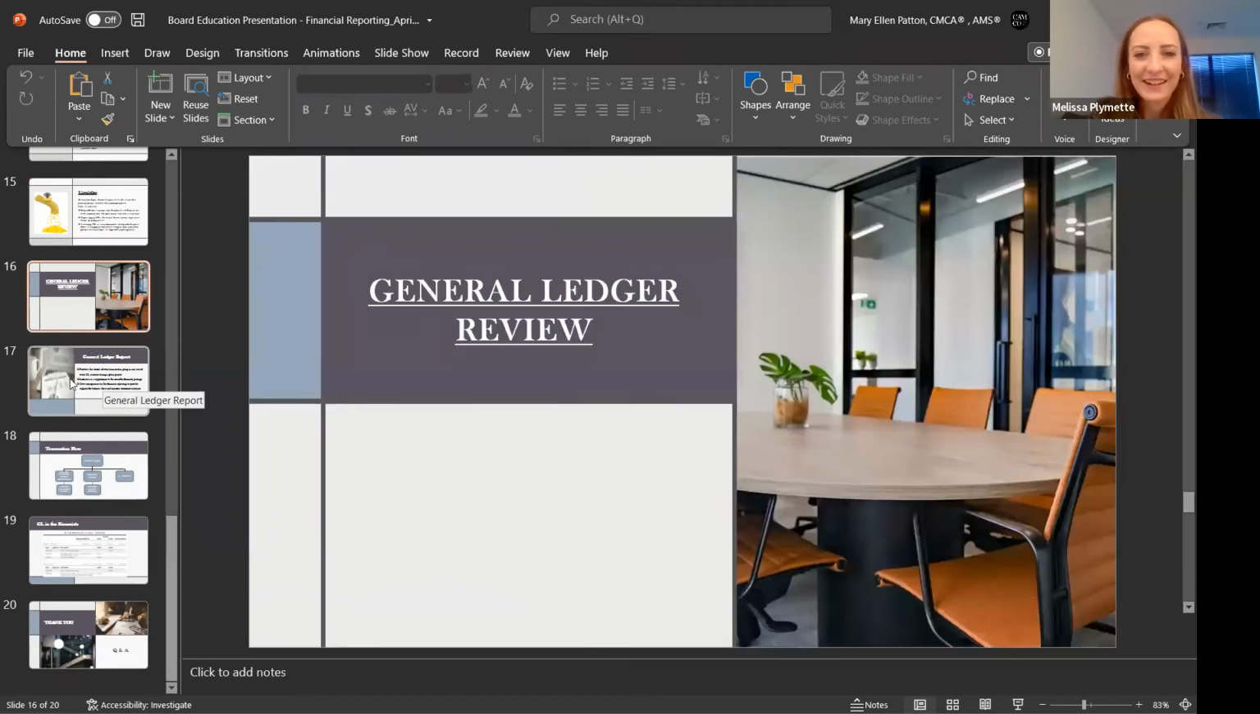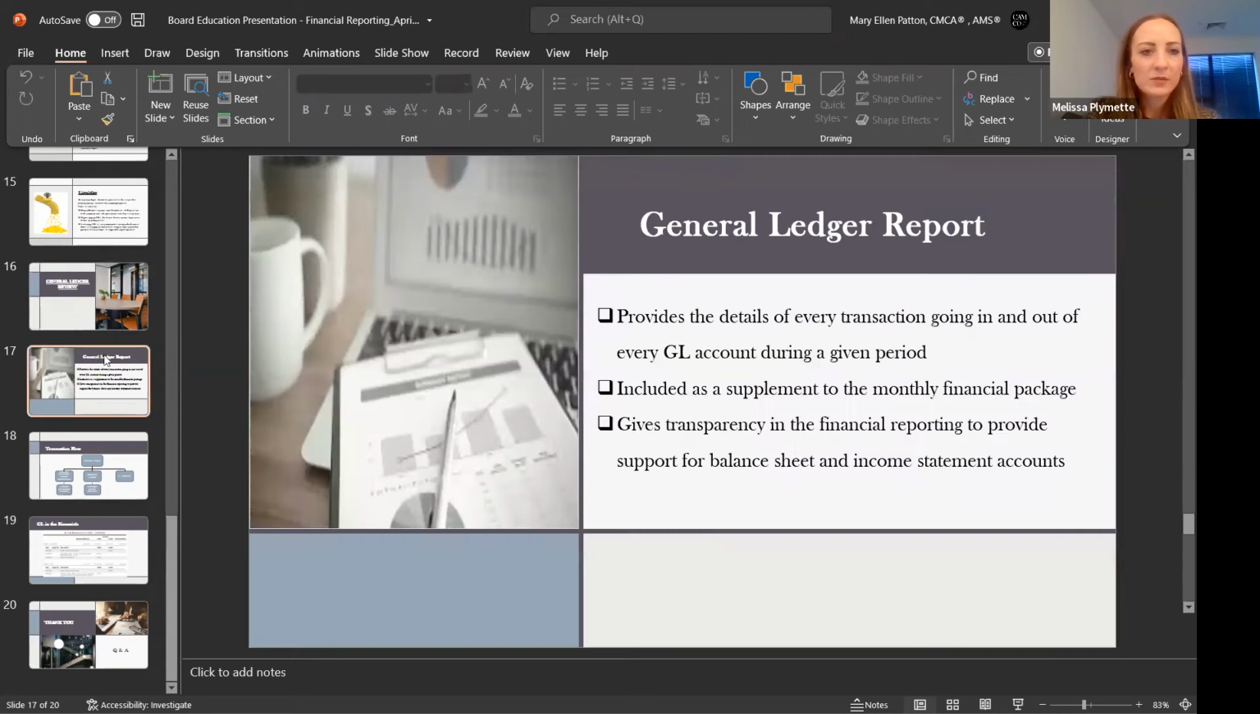All right, so the final thing that I wanted to touch on is general ledger review. So this is really specific to our financial package. We find that it tends to be sort of overlooked in the financials. If you don't have an accounting background, you might not really know what to do with it or exactly how to use it. But we find that it's very useful. So we just wanted to give a little bit of detail on the report.